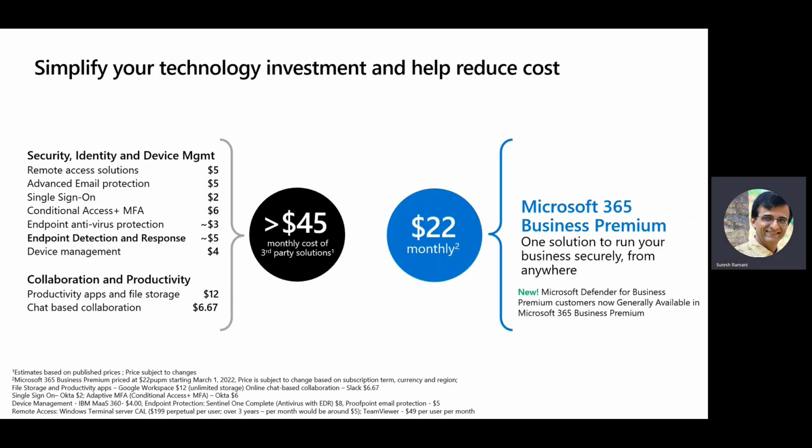This is an interesting slide which shows that to get equivalent functionality of Business Premium in collaboration and security, one has to invest in 9 different solutions. Not only does that add complexity of managing the different platforms, it also increases the cost substantially.